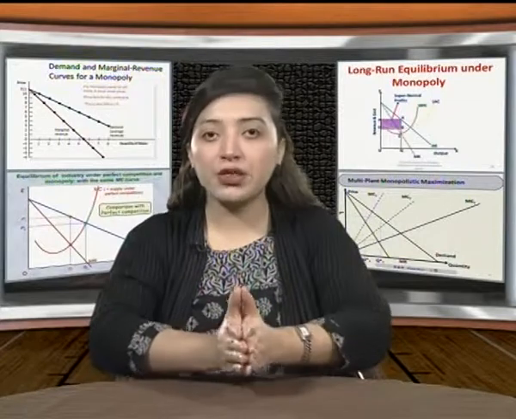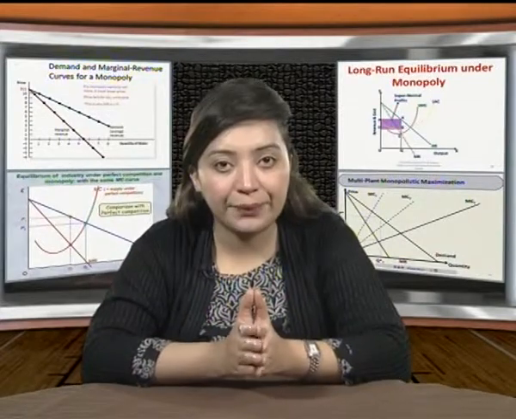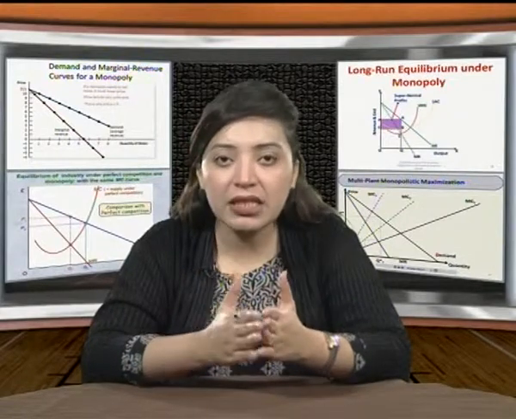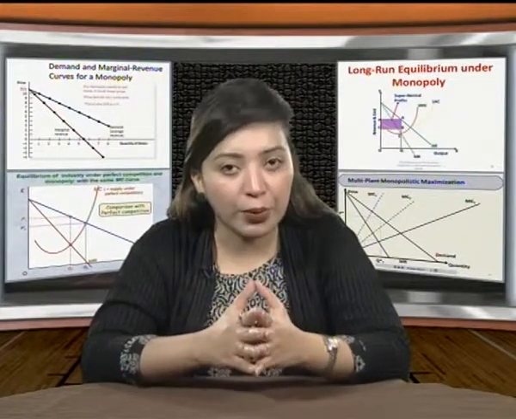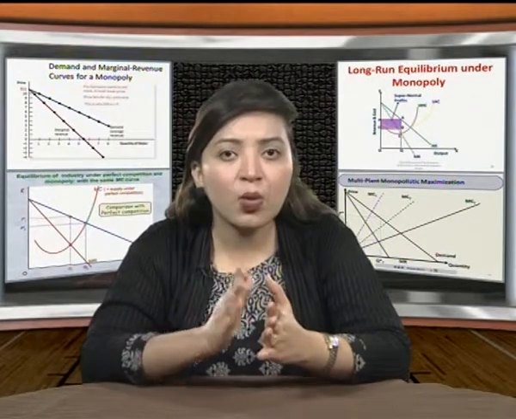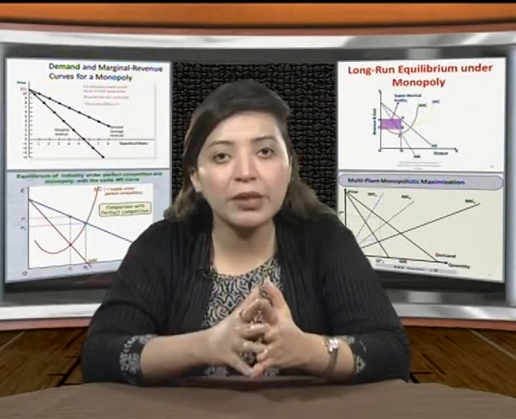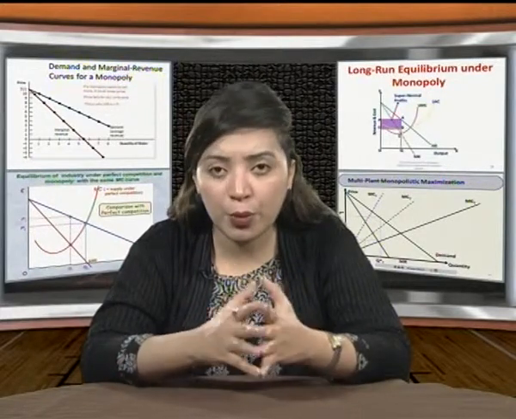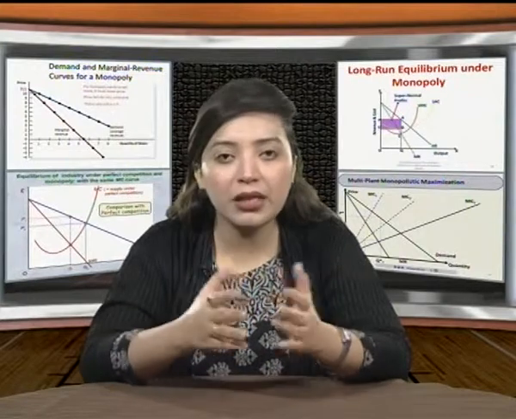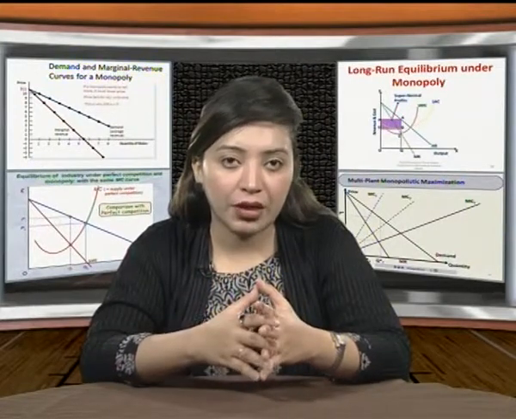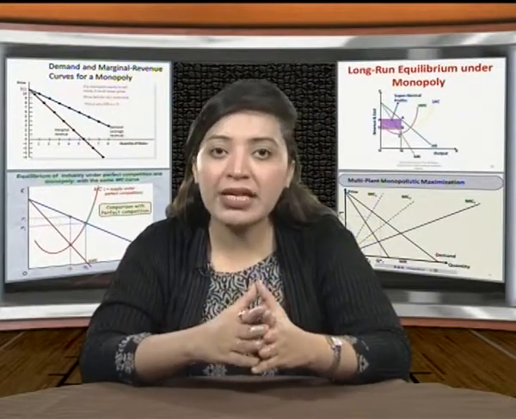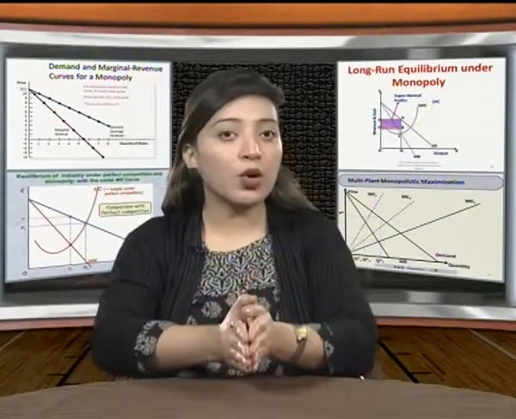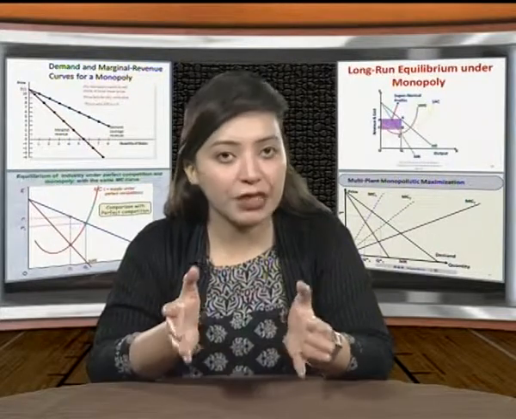Now let's come to the next topic, that is multi-plant monopoly price and output determination. In our analysis, we considered the case of single plant monopoly. A monopolist was producing a product by operating a single plant. Now we will analyze the determination of price and output of a monopolist who is producing an identical product in different plants. For the sake of simplicity, we assume the monopolist operates two plants. It is further assumed that the cost structure of the two plants is different.